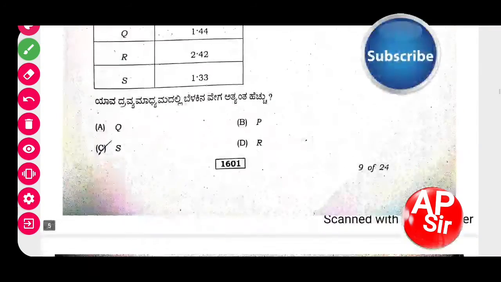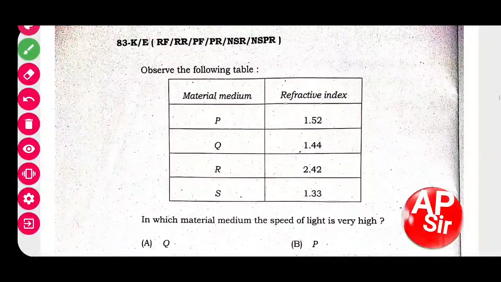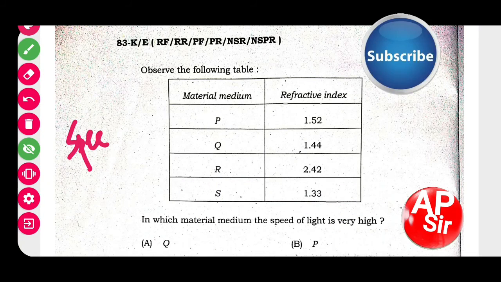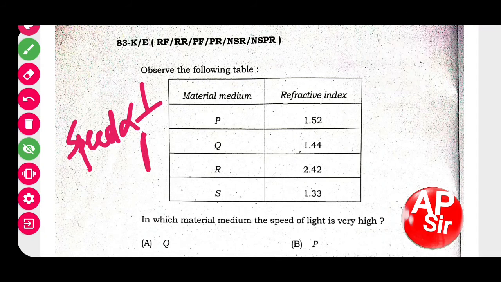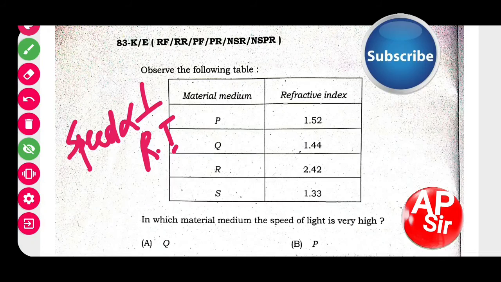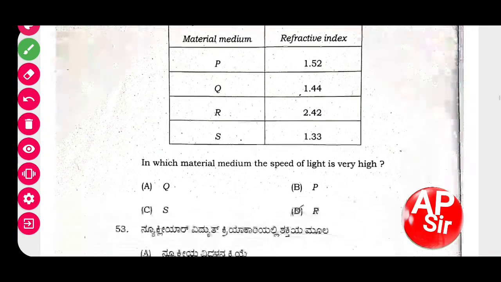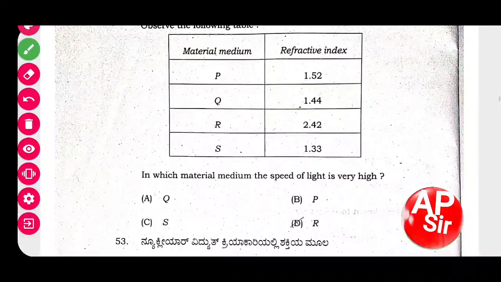Next, question number 52. Now what we have is refractive index. Very important, kids. Refractive index. Now keep in your mind, speed is inversely proportional to refractive index. This is very important. Speed is inversely proportional to this. Now, in which material medium is the speed of light very high?